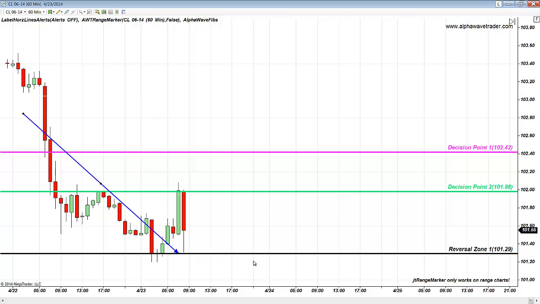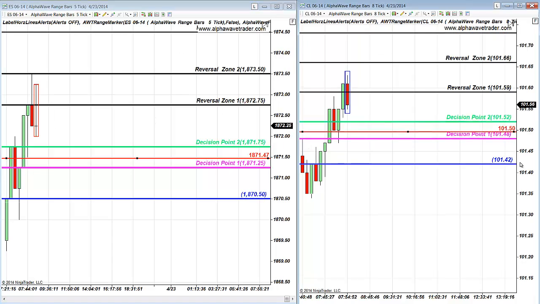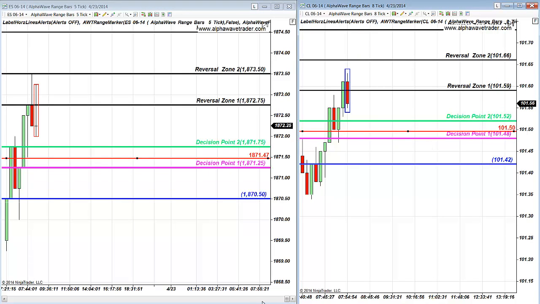This is Alpha Wave Trader proprietary Fibonacci levels. Fibonacci tool available on any platform. And to the tick, S&P reversing from the reversal zone, and to the tick, oil struggling at that level. We protected our profits. On S&P we reached target 1, target 2, target 3. On oil we reached target 1 and target 2.